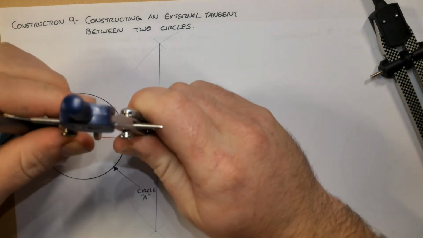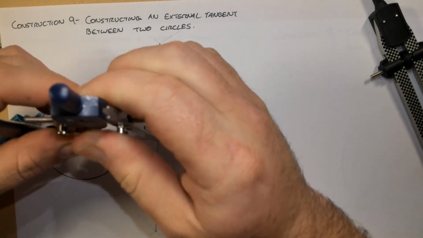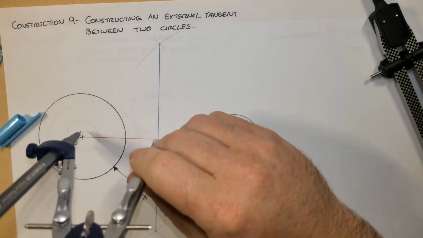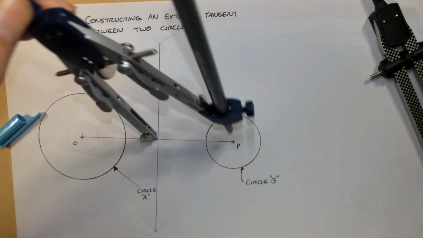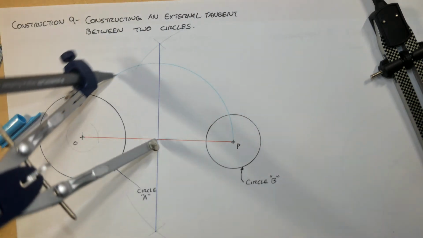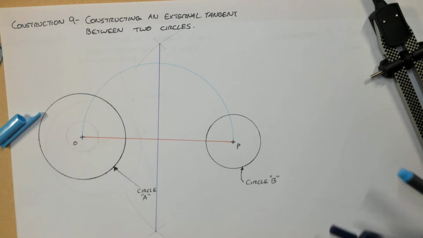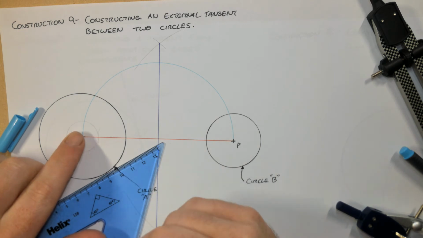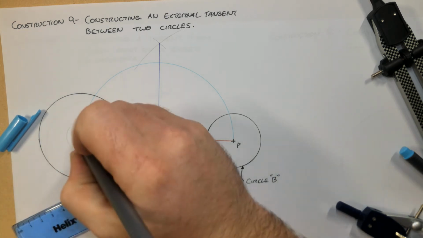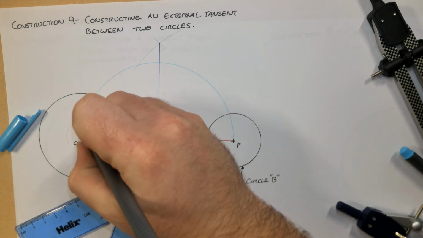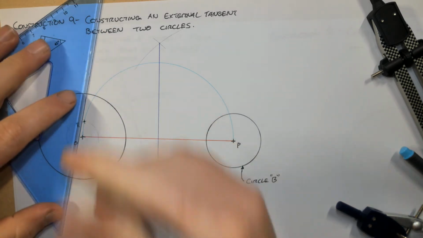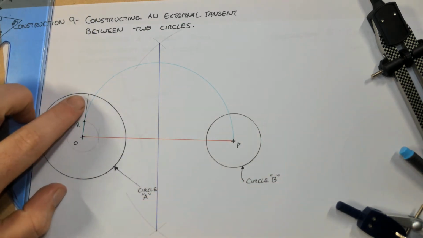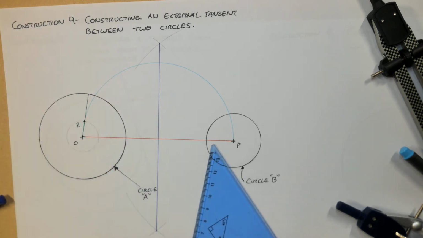I'm going to put my compass down, take my radius, using the scroll wheel accurately. Hopefully you can see this. I'm going to swing my radius all the way around. I might start from P actually. And then I'm going to join O through this point here, which I'm going to call R. So that will be point R. I'm going to extend O through R to hit circle A, and that will give me my point of contact where the tangent is going to touch.